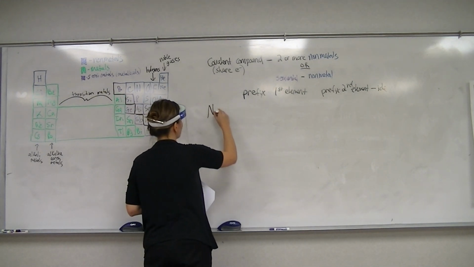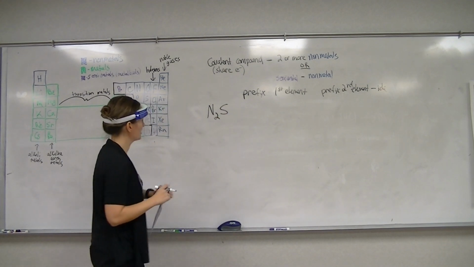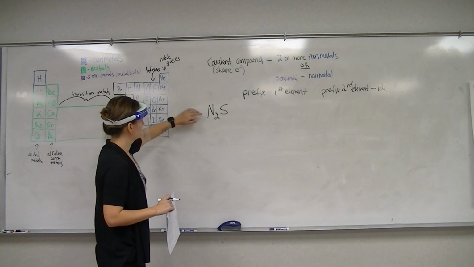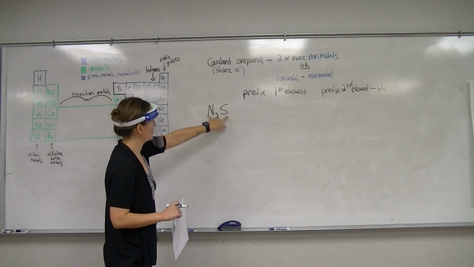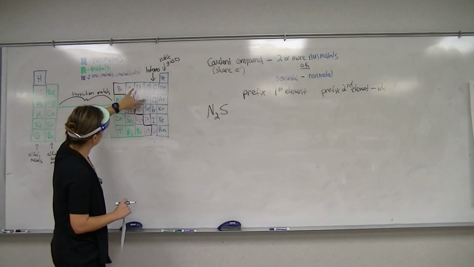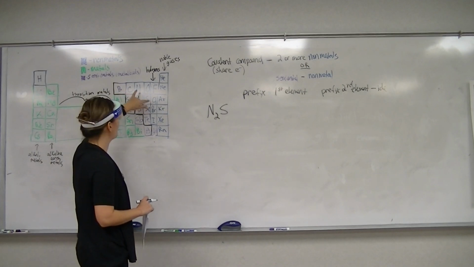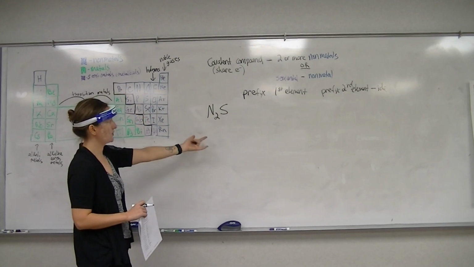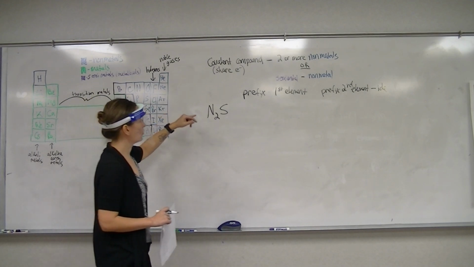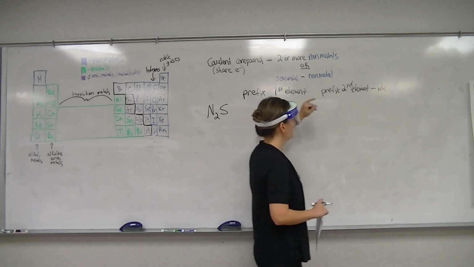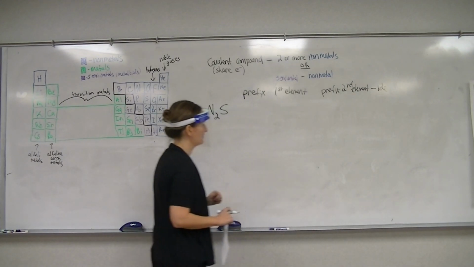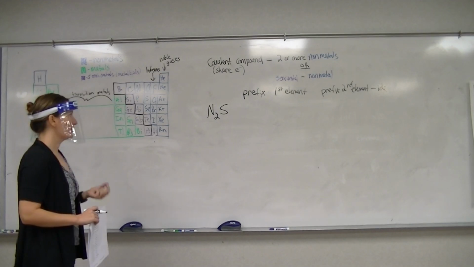Say we wanted to name this compound. This is a chemical formula of a compound. To figure out the type of compound, we look up the elements, nitrogen and sulfur. Nitrogen's a nonmetal, sulfur's a nonmetal, so we can identify it as covalent since they're both nonmetals. Electrons are being shared. Once we know it's covalent, we're going to use prefixes, and we're also going to add an IDE ending to the second element present.